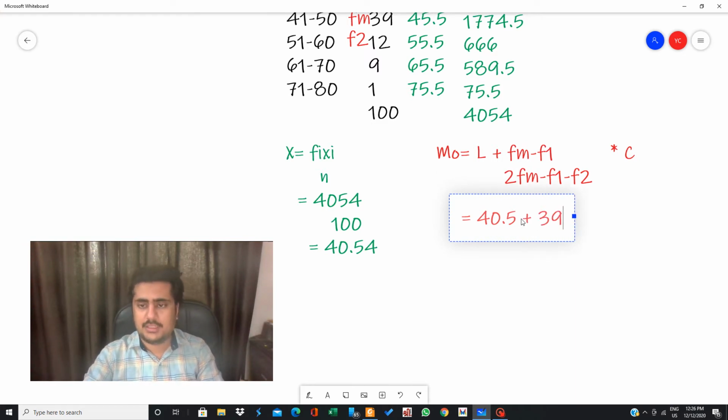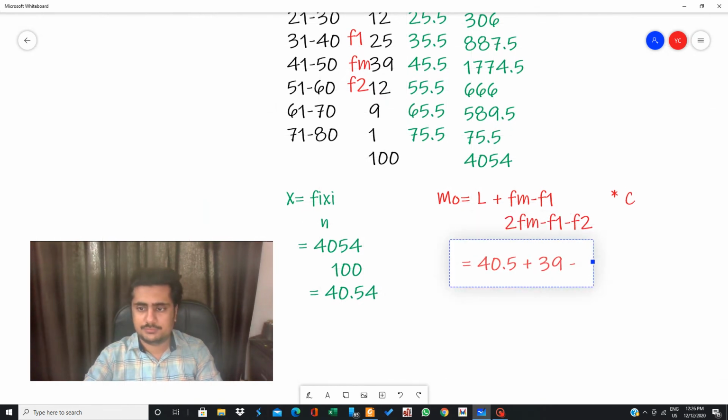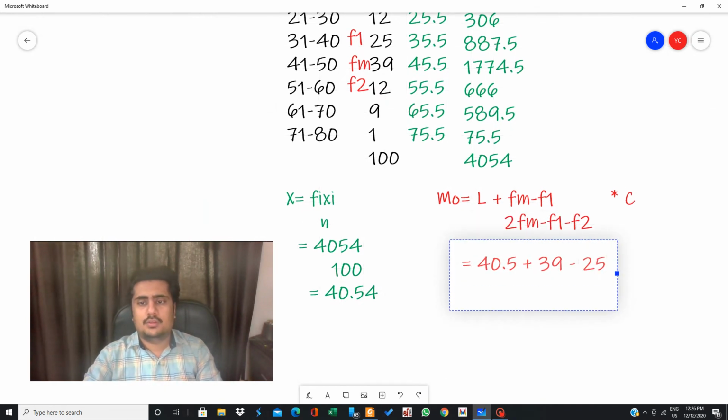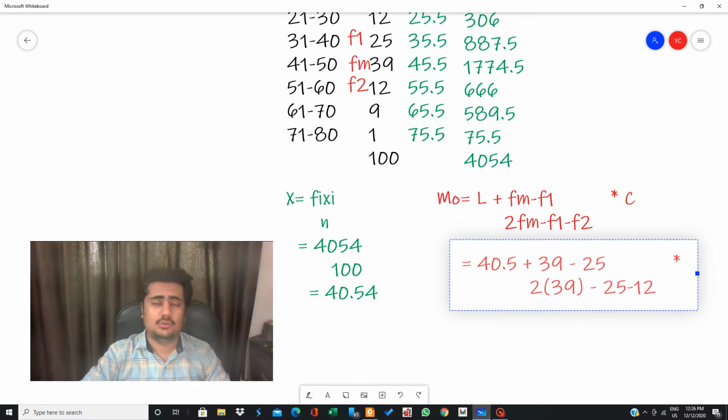FM, that is 39, minus F1, that is 25, over 2 FM, that is 2 into 39, minus F1, 25, minus F2, 12, into class length. Now what is your class length? Your class length is 9? Yes or no? No, obviously. Your class length is 10.